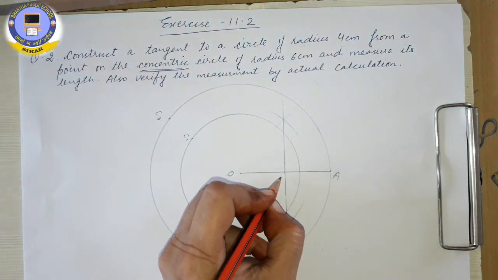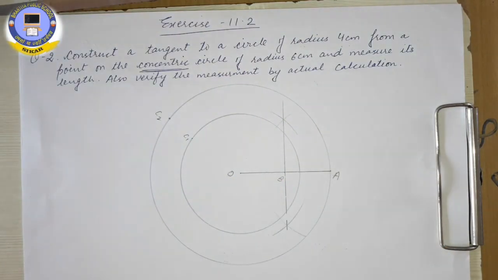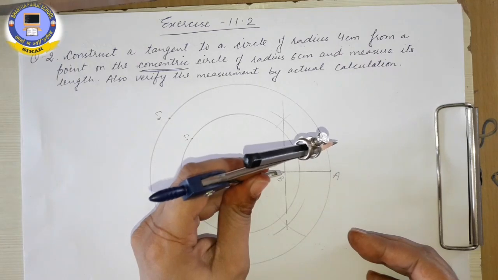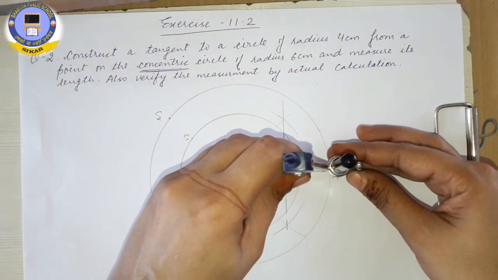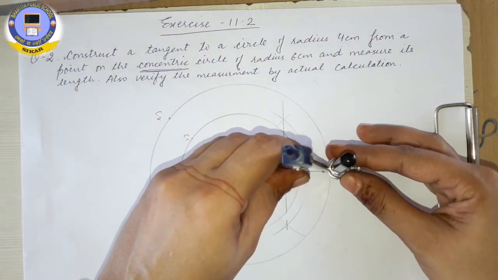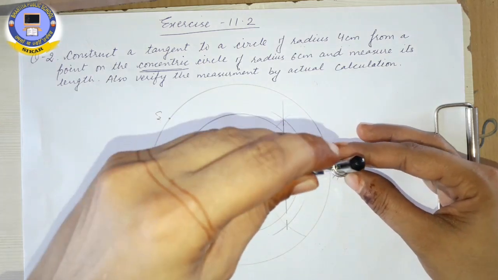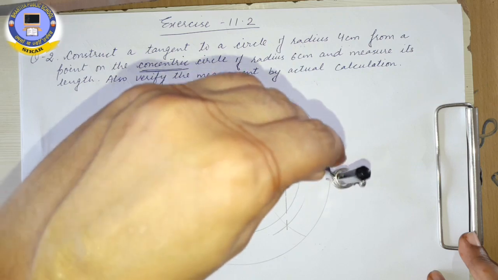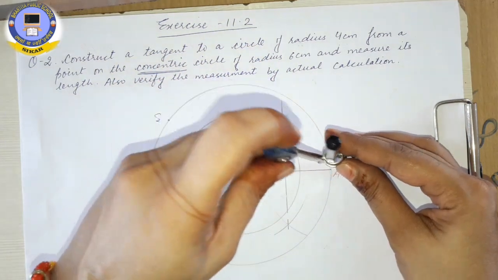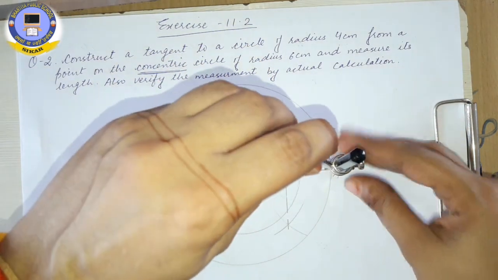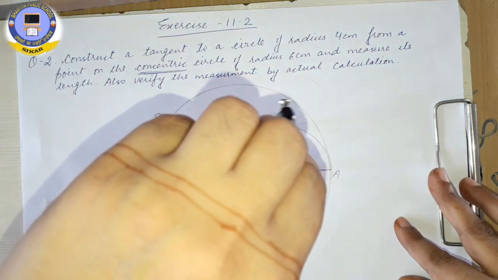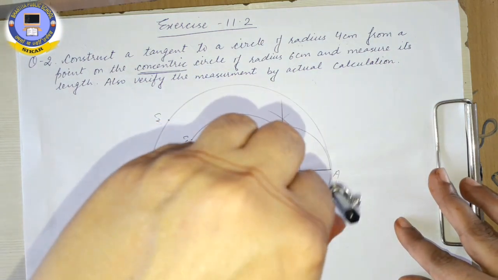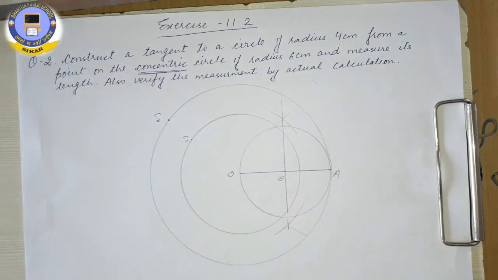Let this point be B. Taking B as center and BA as radius, BO as radius, it's the same thing. Draw a circle which must pass through A and O both. Okay, we'll draw a circle which will pass through A and O.